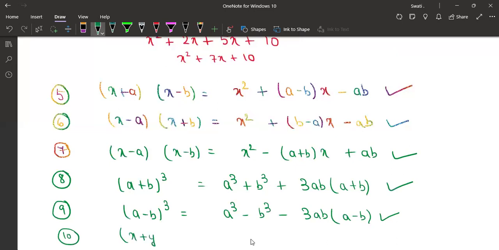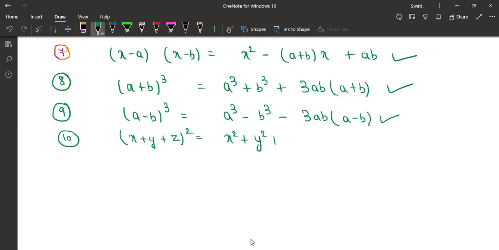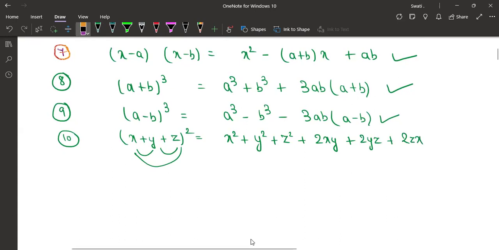x plus y plus z whole square. This is a very important formula again. This will become x squared plus y squared plus z squared plus 2xy, in a sequence you can remember xy, yz and zx. That's it. So 2xy plus 2yz plus 2zx. Remember, if you write down zx or xz, it's the same thing because of the commutative property. So yeah. Okay.